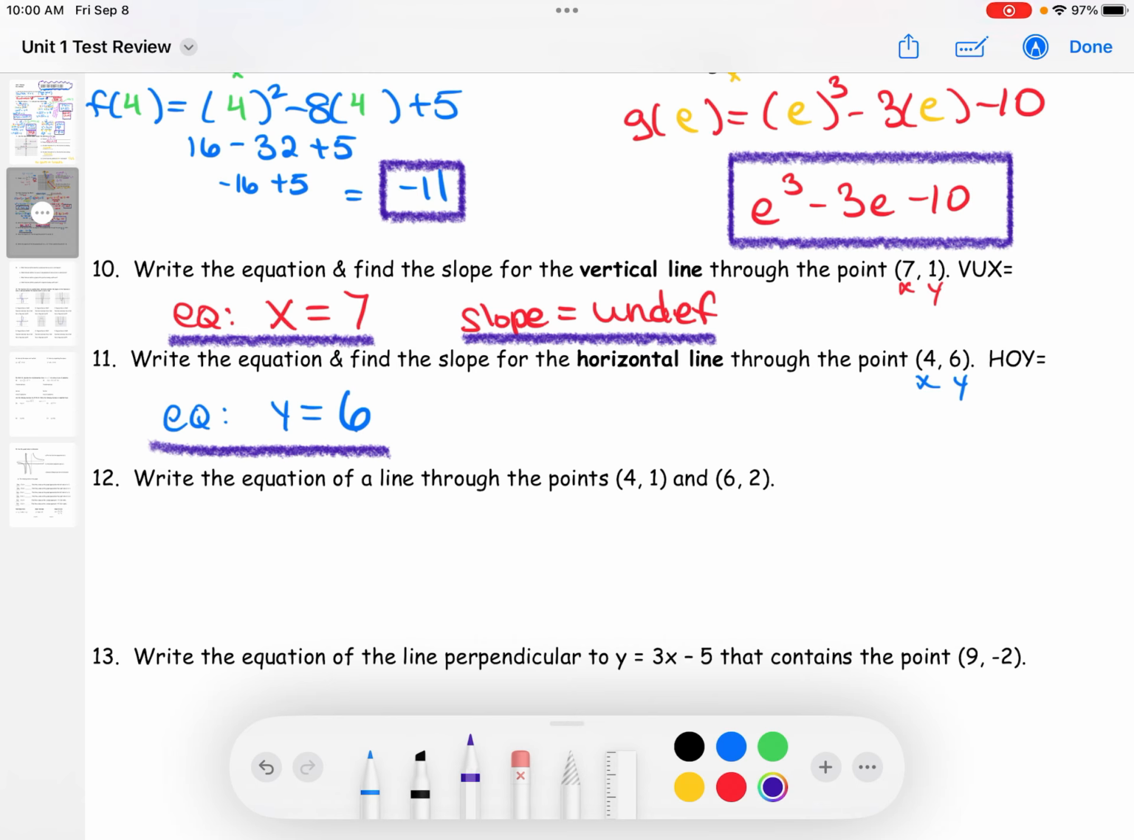It has to be the y coordinate of the point we're going through. So our equation is y equals 6. It's only y equals 6. There's no x term in a horizontal line. So the slope of this line is 0.